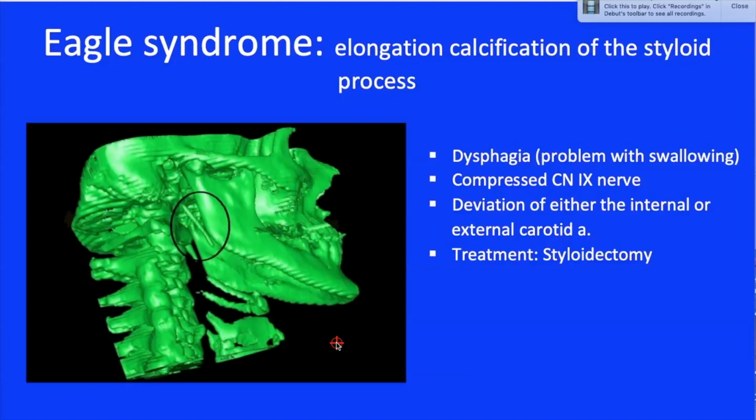Because of its deep location, the glossopharyngeal nerve is rarely injured. However, there is one condition called Eagle syndrome in which injury to an elongated styloid process may impact the glossopharyngeal nerve on the damaged side.